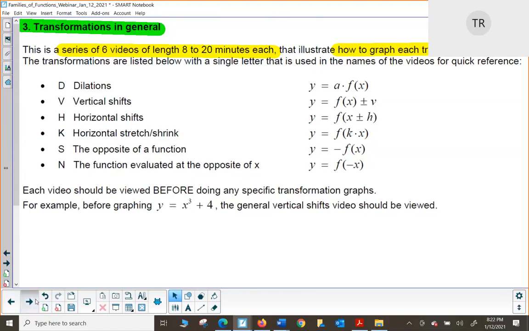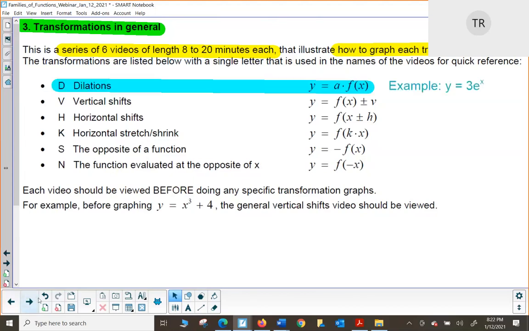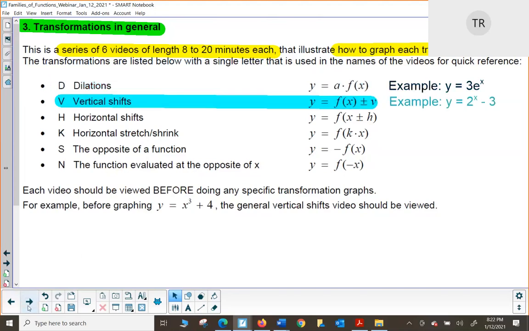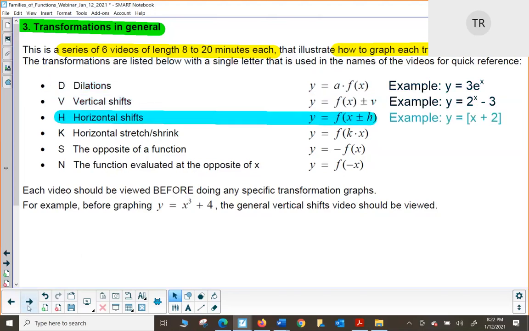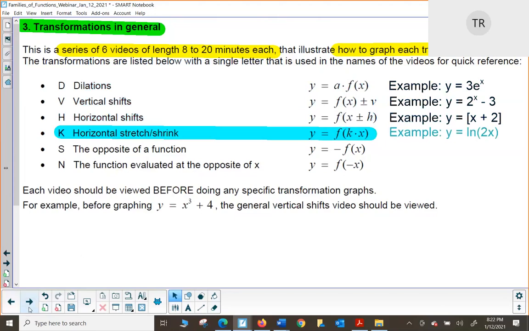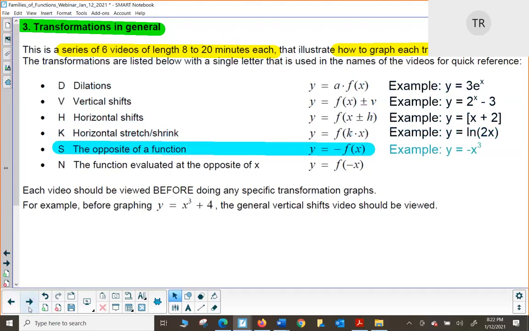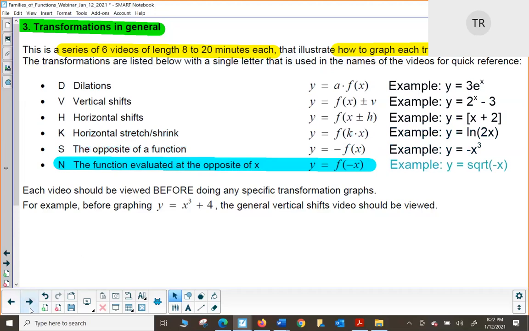Well, you'll see. So just to give you some example of what I mean by a dilation. So here's an example of a dilation, of a vertical shift, of a horizontal shift, of a horizontal stretch or shrink, the opposite of a function, and f at the opposite of a function. Y equals the square root of the opposite of x. By the way, in my videos, I like to say opposite of x instead of negative x. Negative x gives a connotation to some students that that's always negative, and as we know that that's not true.